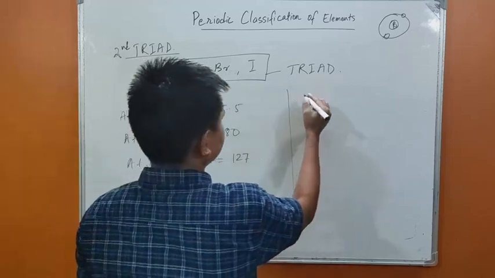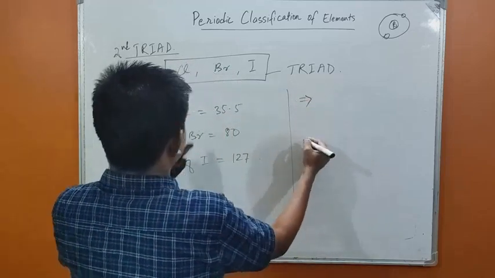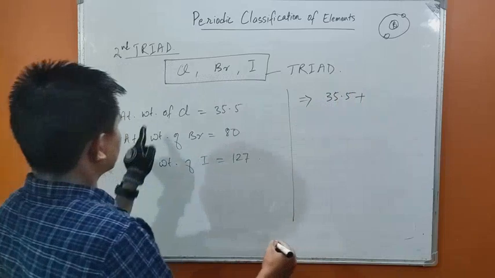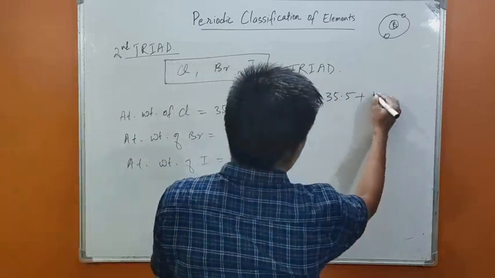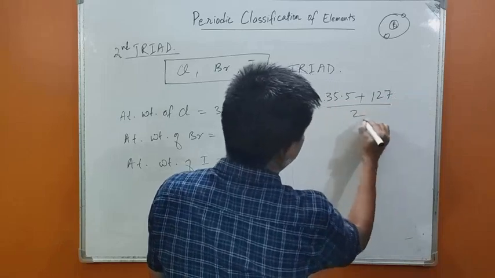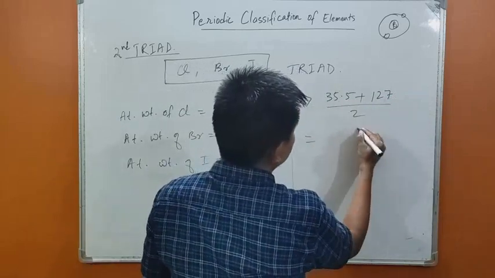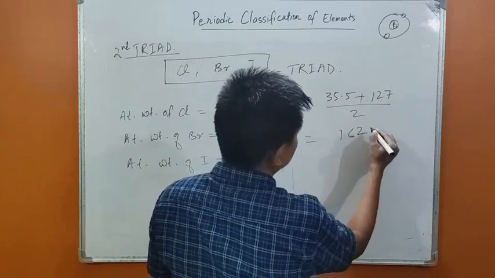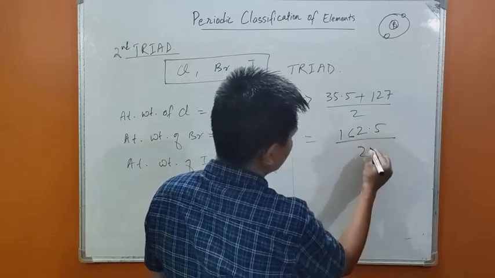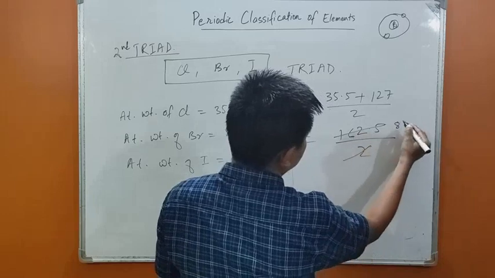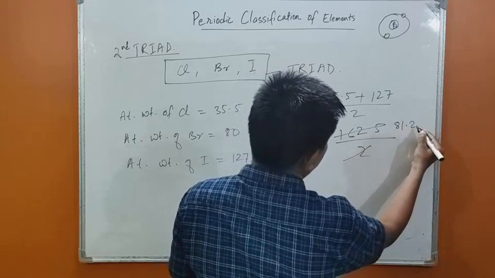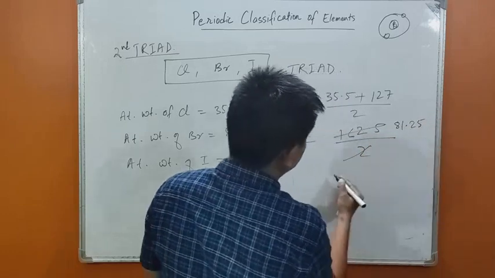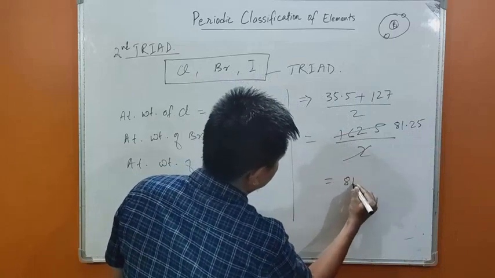So let's check. Average: 35.5, that is the atomic weight of chlorine, plus the third element, iodine, 127, divided by 2 gives the average. 35.5 plus 127 is 162.5, divided by 2 gives 81.25. We got 81.25.